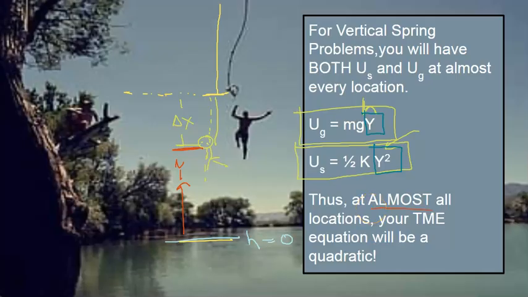So at almost all locations, the exception is going to be when you're at sea level, your total mechanical energy equation will be a quadratic. So when you are solving for the location that something happened, you're going to get two answers. And if you don't have a quadratic equation, then you might have oversimplified the problem. Okay, so that is warning hint number one.